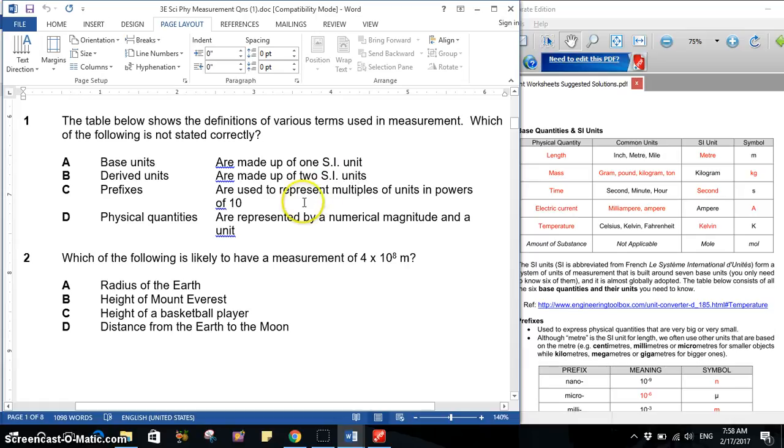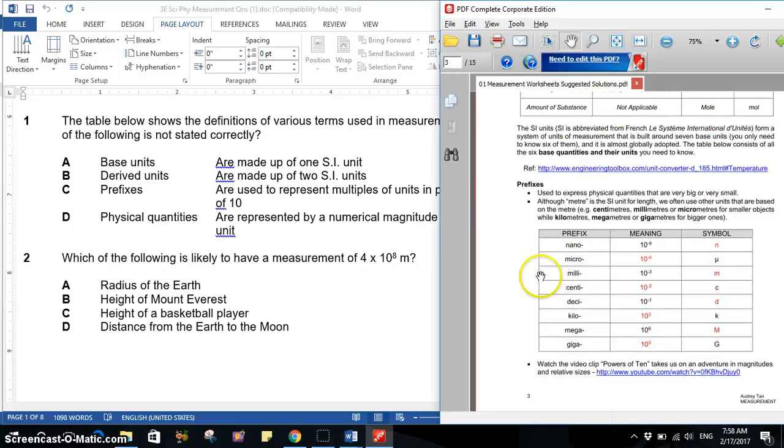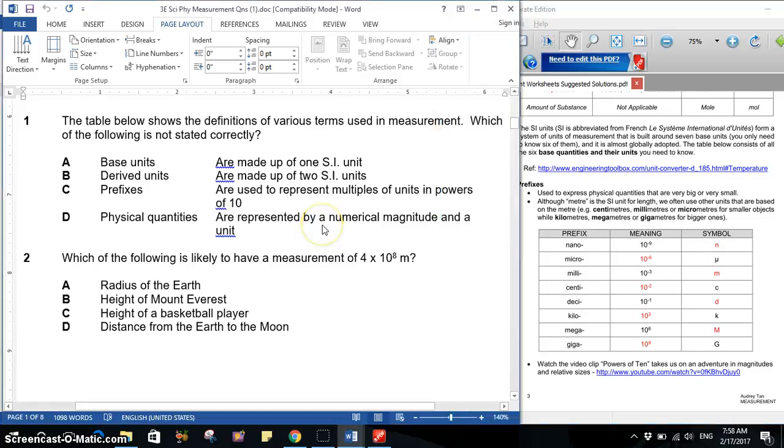Answer C, prefixes represent multiples of unit in power 10, which is true. As you can see in your notes, we have a list of prefixes and their meaning side by side. Finally, the definition of physical quantity means that it is represented by a numerical magnitude and a unit. This is the definition for physical quantity.